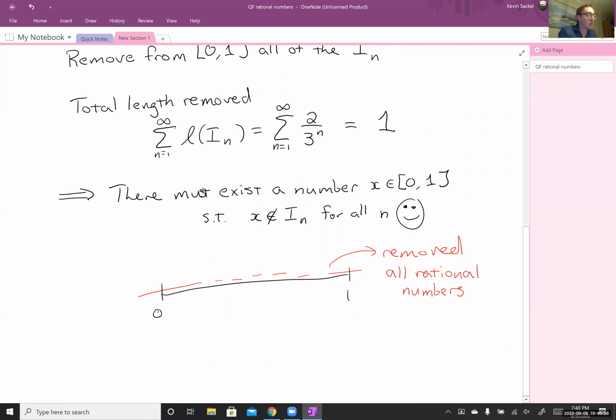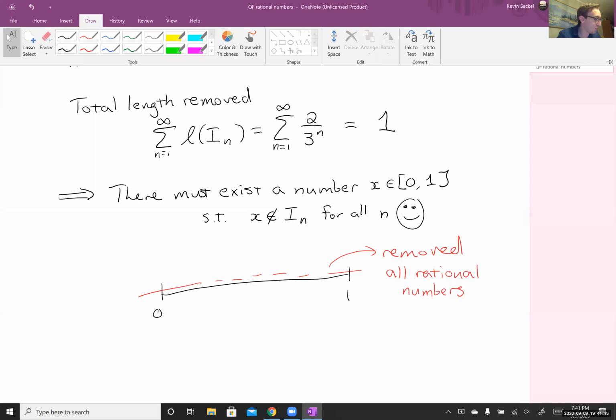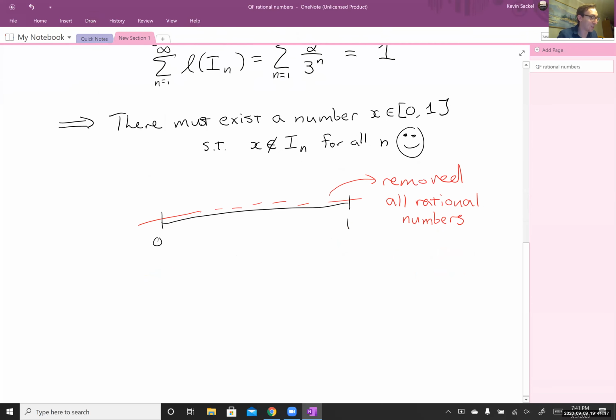So we've removed all of the rational numbers. And so it's kind of bizarre. We remove these intervals that are getting smaller and smaller. They kind of seem to cover the entire interval. But the fact that they're getting small so quickly means that there are some numbers that are going to be left over. And that's super counterintuitive and makes you think maybe a little bit differently about what the real numbers are. To me, at least, this really does.